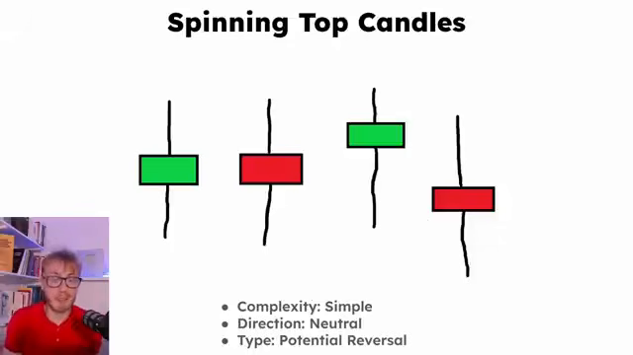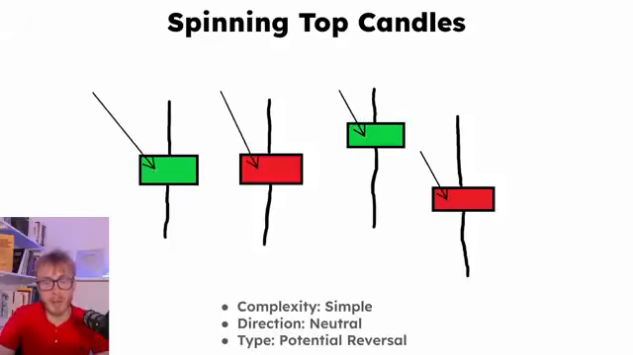Alright, so last but definitely not least, let's also take a look here at the spinning top candles. The spinning top candle is very similar to the doji, but the difference here is that for the spinning top candle, we allow for larger real bodies. So you can see that all of these 4 examples are examples of spinning top candles, and here compared to the doji candle we have larger real bodies.